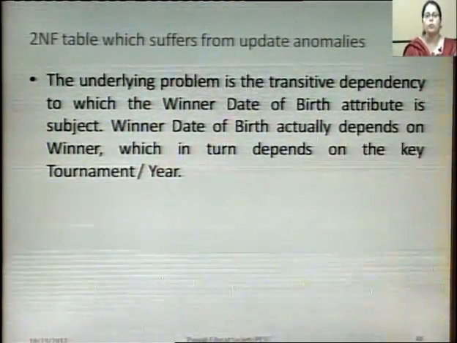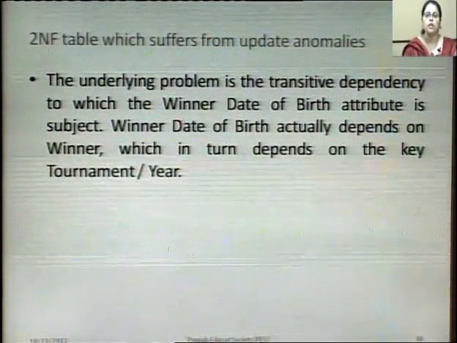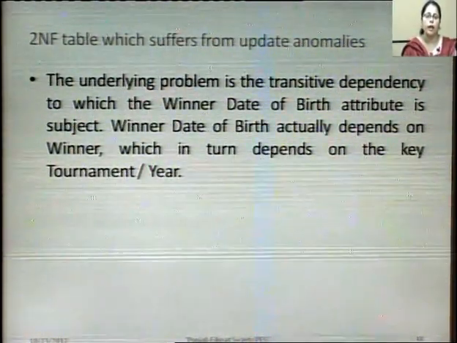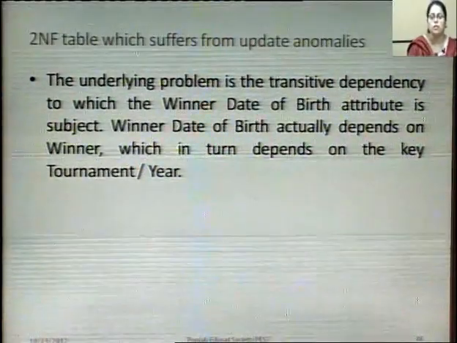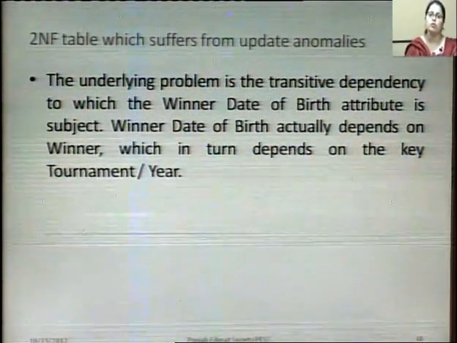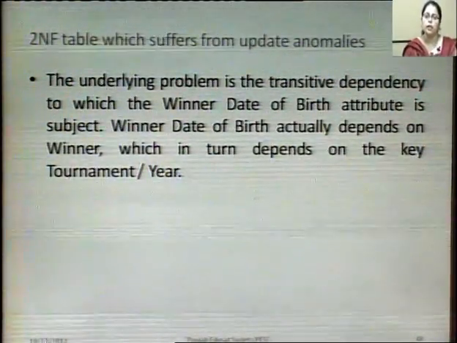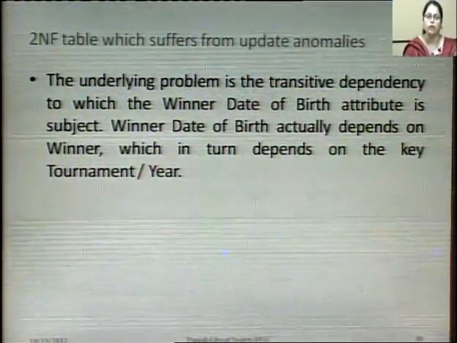The underlying problem in this relation was the transitive dependency, to which the winner's date of birth attribute is subject. Now the winner's date of birth actually depends on the winner's name, which in turn depends on the primary key, that is the combination of tournament and year.